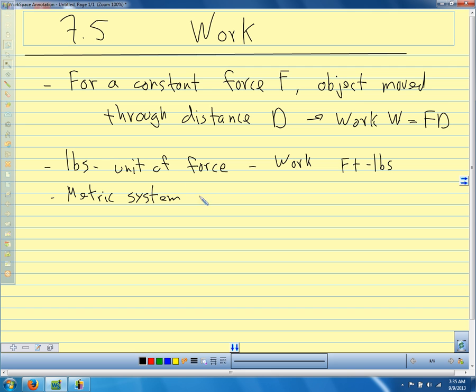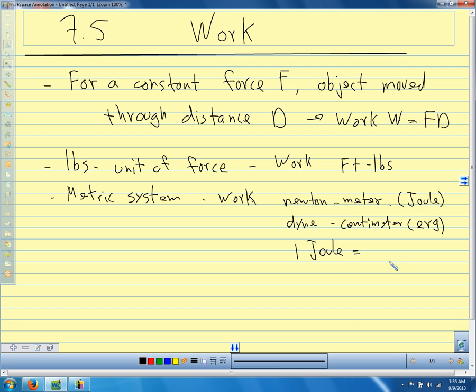In the metric system, the units of work are usually Newton meters, which is a joule, or a dyne centimeter, which is an erg. And 1 joule equals 10 to the 7th ergs. So just a little bit about units.